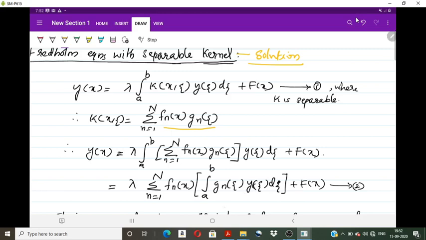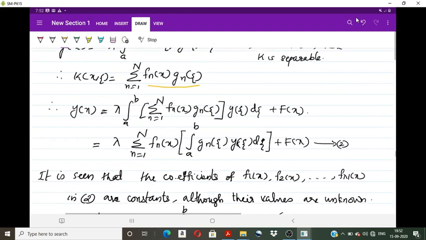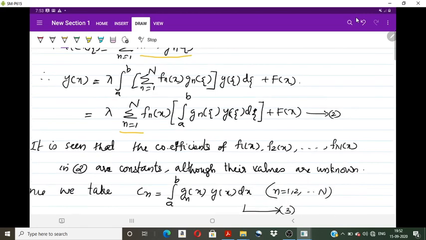And we know that the integral multiplied with fn of x is a constant, isn't it? Even though we don't know what the constant is, this integral will be a constant. So we will denote this by some constants cn. It is seen that the coefficients of f1 of x, f2 of x, etc., fn of x are such constants. When we expand the sum, the first term will be f1 of x into integral a to b g1 of theta y theta d theta, and this integral will be some unknown constant. So the coefficient of f1 is this one. Although all these values are unknown, we represent them by constants cn.